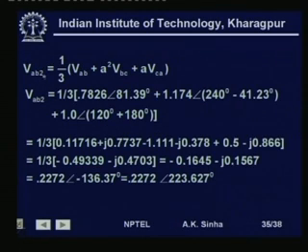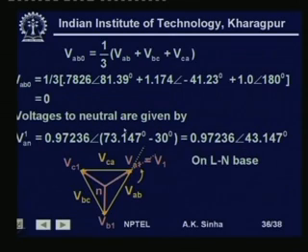Similarly, we can write VAB2 in the same way as 1 by 3 (VAB plus A square VBC plus A VCA), and substituting the values, we get 0.2272 angle 223.627 degrees. Similarly, VAB0 is 1 by 3 (VAB plus VBC plus VCA), and we find that this comes out to be 0. This one need not be computed because the neutral is ungrounded. VAB0 is going to be 0 because there is no zero sequence current which can flow.